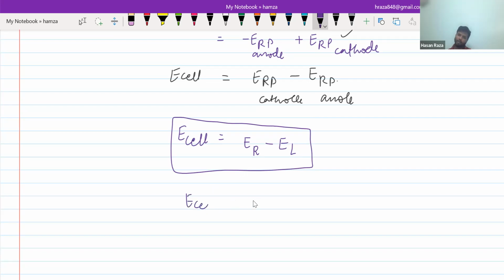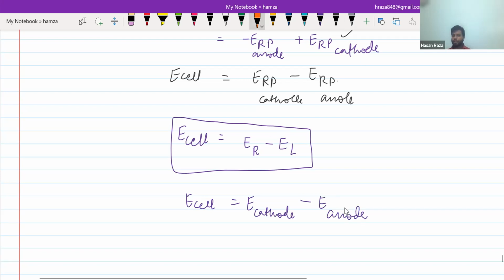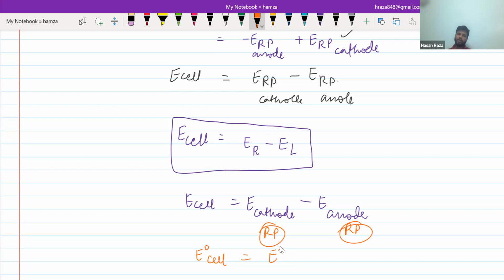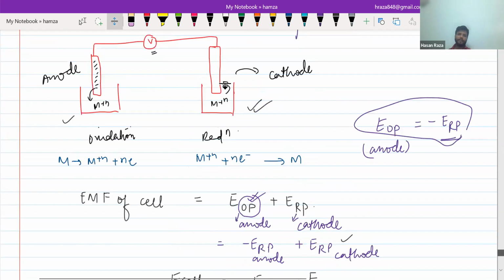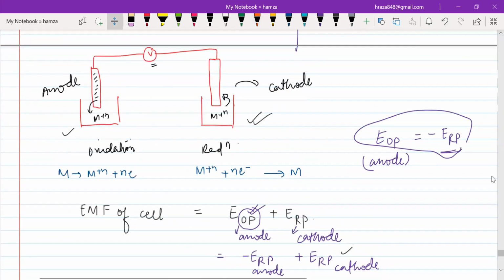Or E cell can be written as E cathode minus E anode. The important thing is that at the anode there will be oxidation, but we need to take the value of reduction potential. So I'm going to write RP. Take RP for both of them. And E naught cell is equal to E naught cathode minus E naught anode. This is very important. I will give some examples of it, but first you are going to write it. And please let me know when you are done with this.